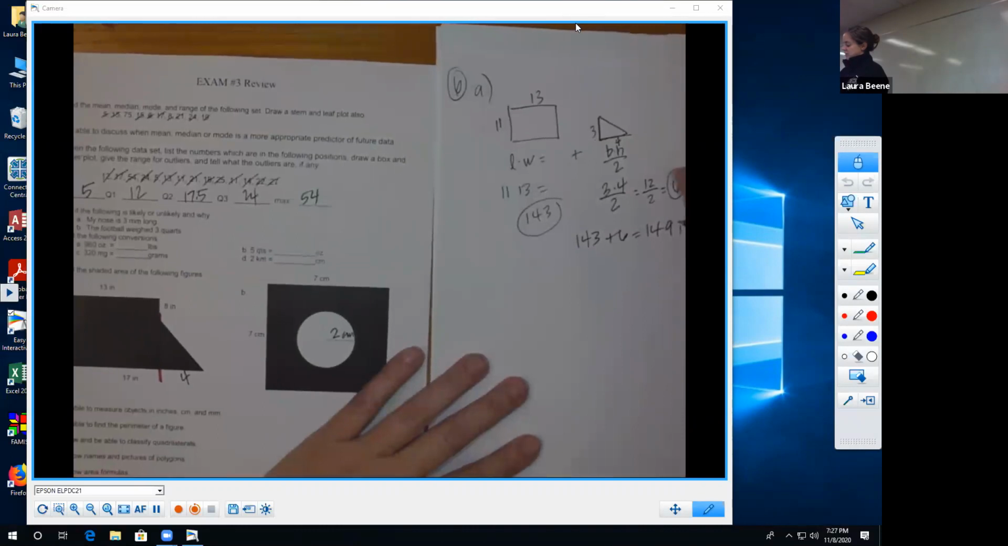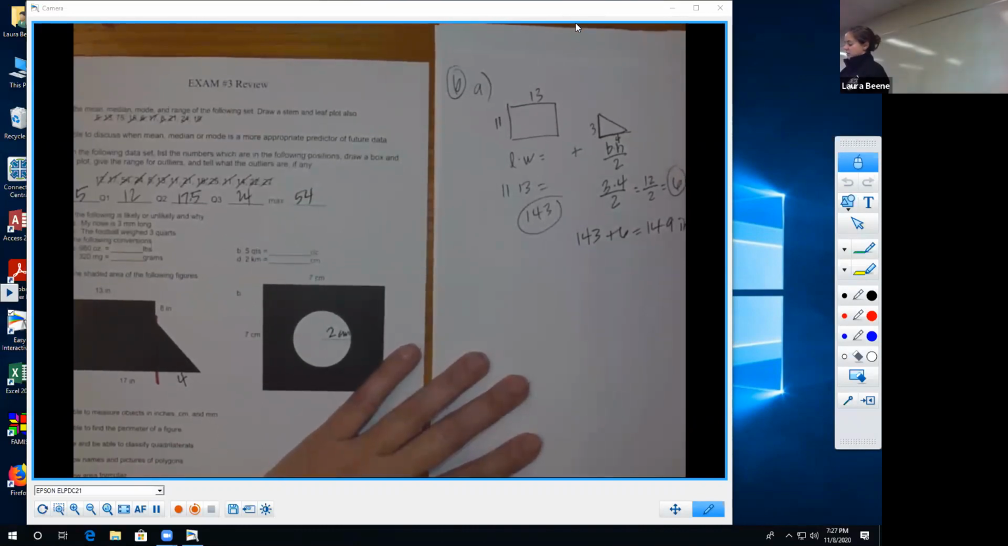And this is measured in inches. And we're doing area, so it's square inches.